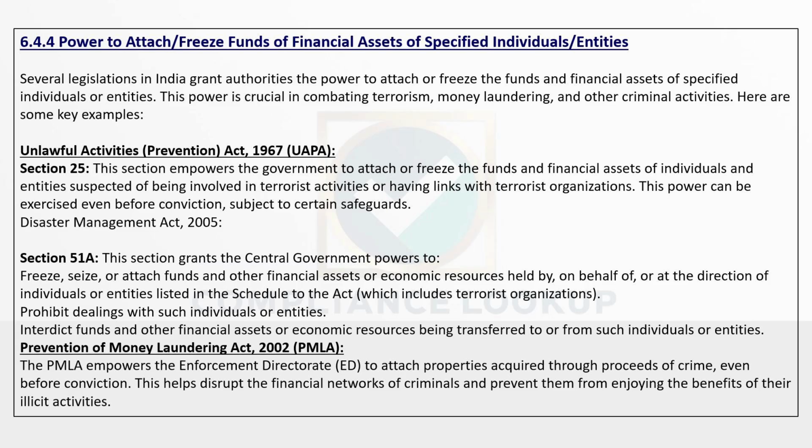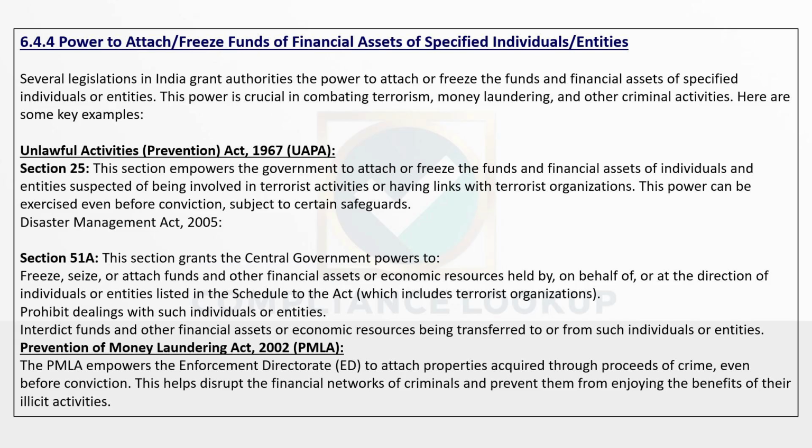Key points. 1. Disrupting financial networks. These laws are designed to cut off the financial resources of criminals and terrorist organizations. By freezing or seizing assets, authorities prevent further illegal activities from being funded. 2. Preventing the use of illicit funds. By acting quickly to freeze assets, authorities ensure that criminal organizations can't use illegally obtained money to fund their operations, which could otherwise lead to further harm or violence.